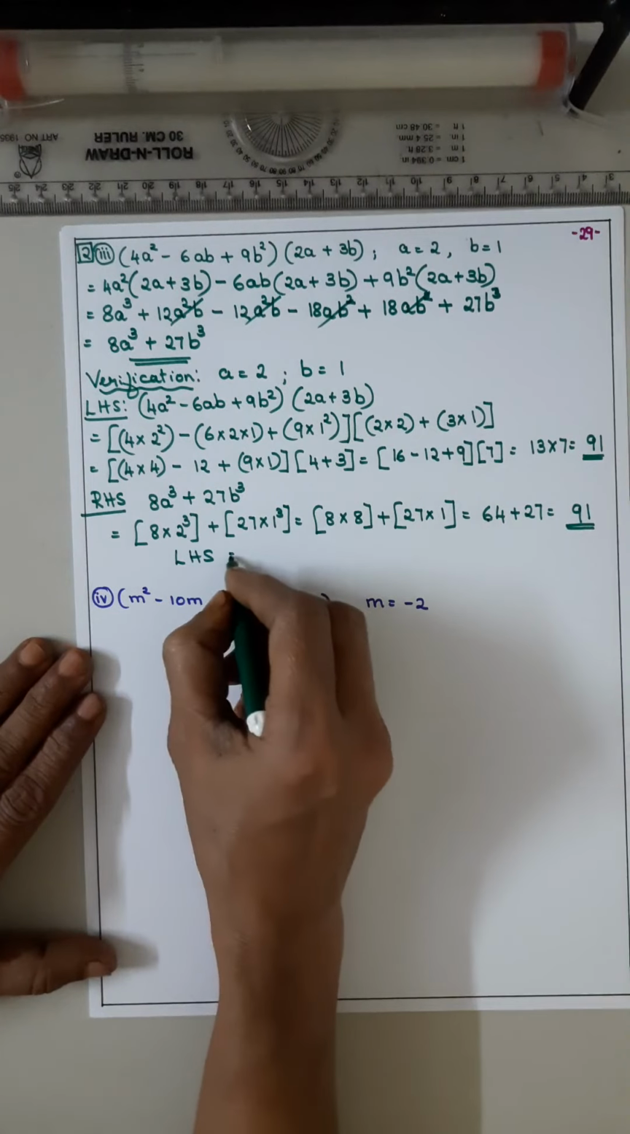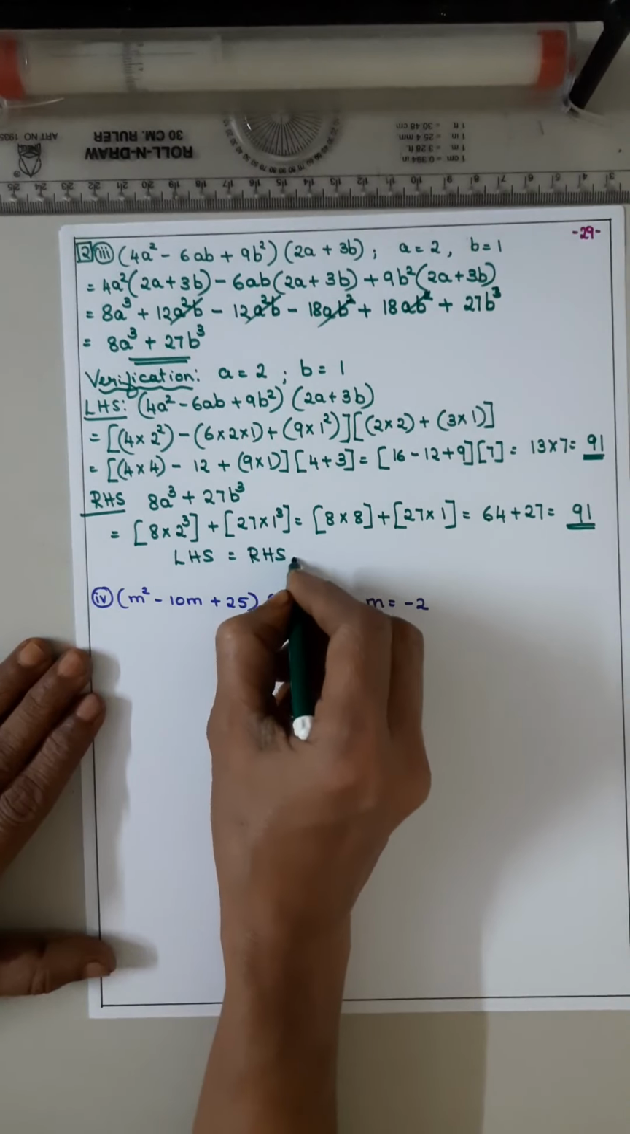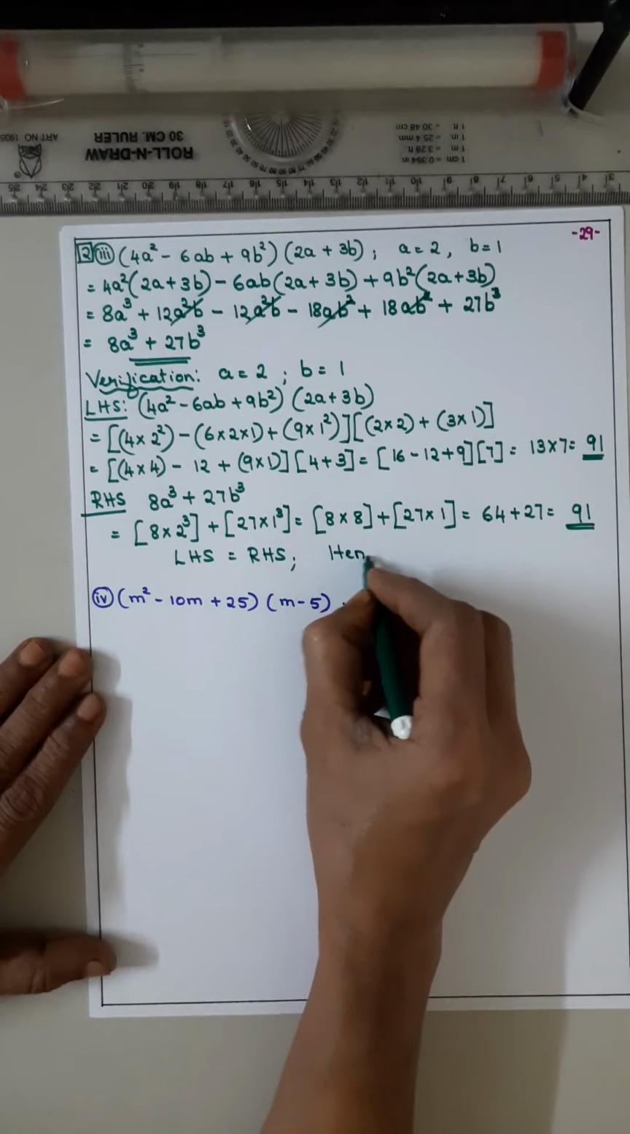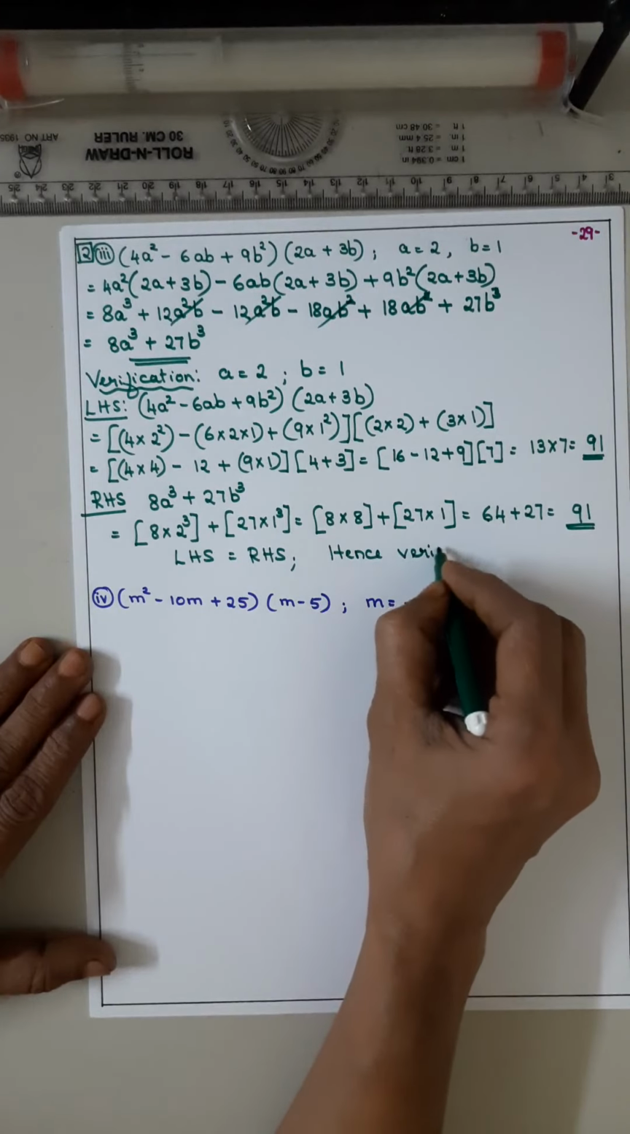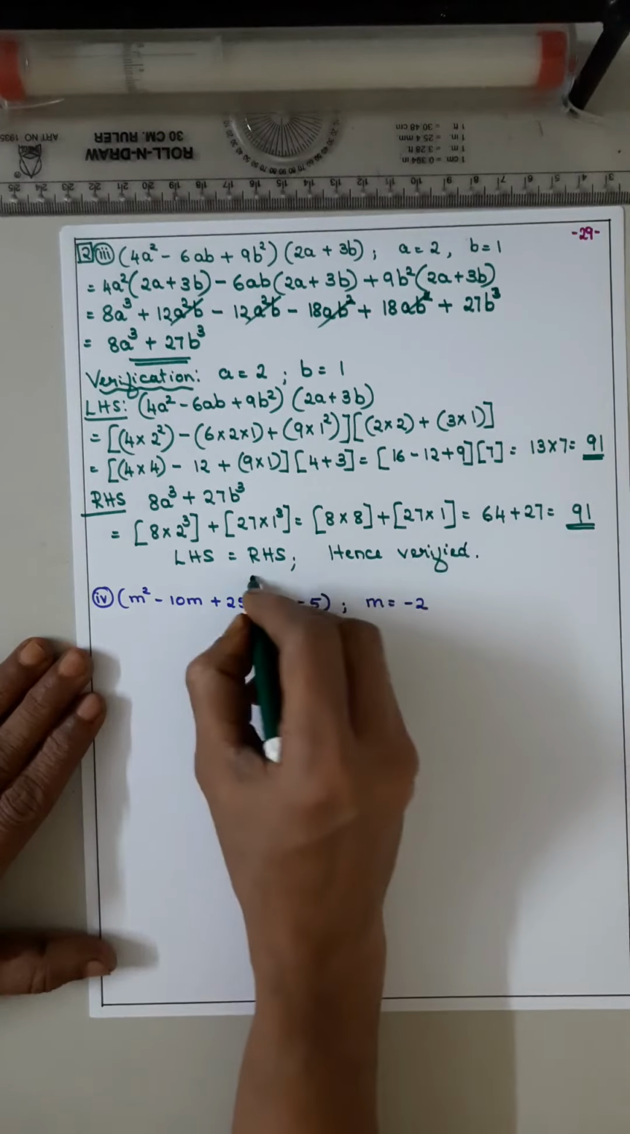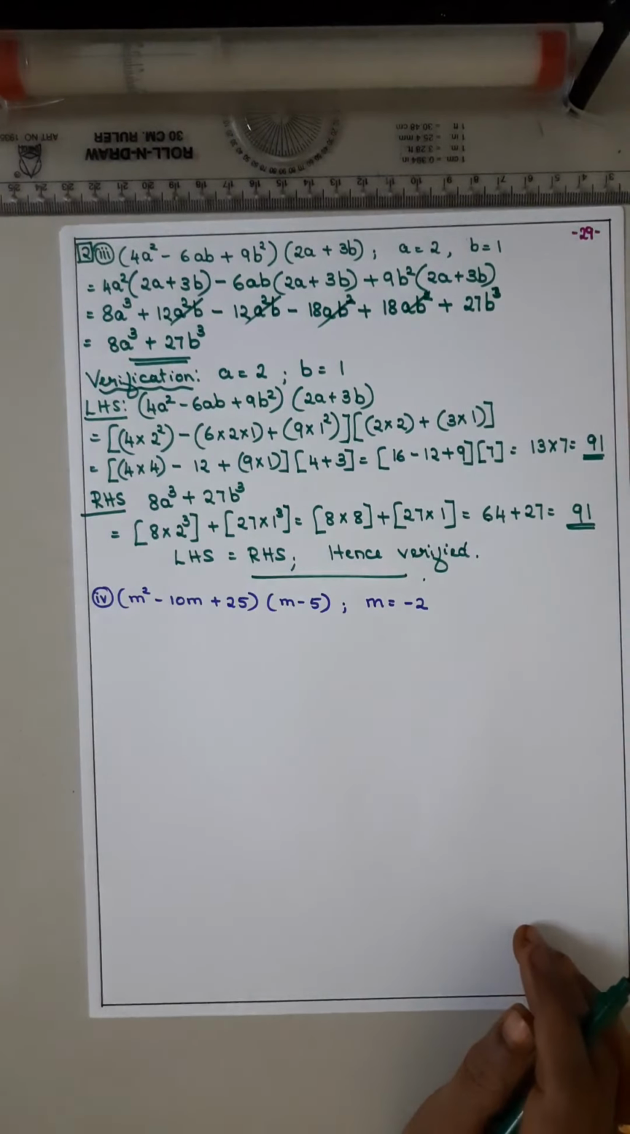LHS is equal to RHS, hence verified. Clear?